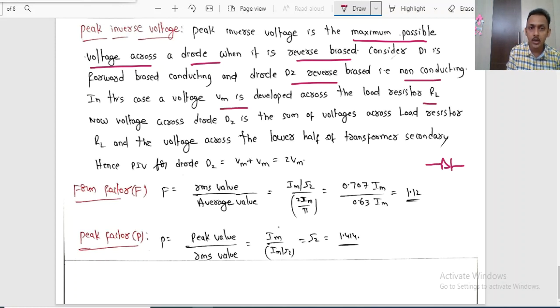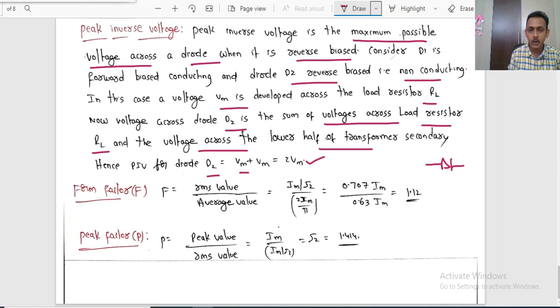Now the voltage across the diode D2 will be what? It will be the sum of the voltages across the load resistor RL and the voltage across the lower half of the transformer secondary. Because of that, the peak inverse voltage for diode D2 will be, already Vm is existing, Vm plus Vm, around 2 Vm. So the peak inverse voltage will be 2 times Vm.